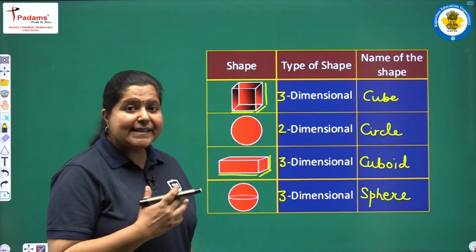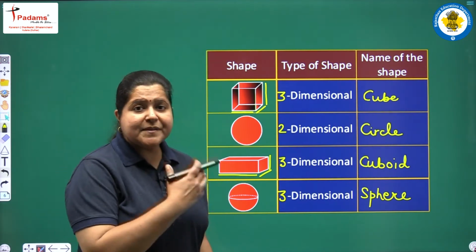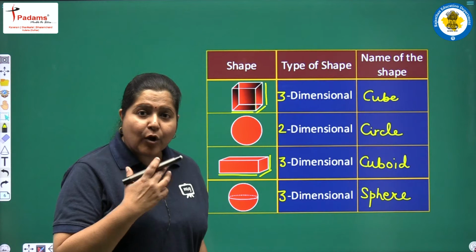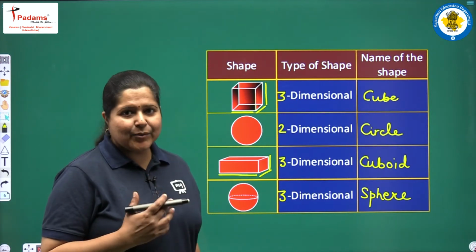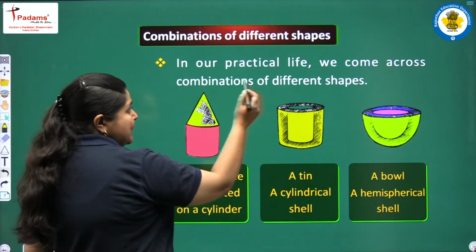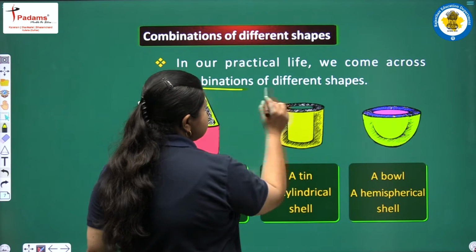Okay. Next we see that not only these shapes are visible to us around us, but their combinations are also present around us. You can see a few of them. In our practical life we come across combinations of different shapes.